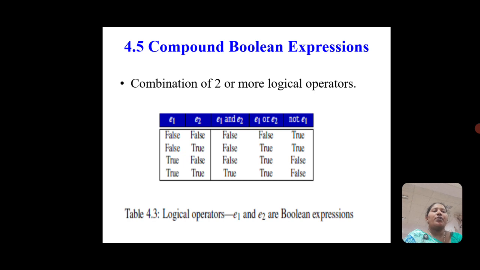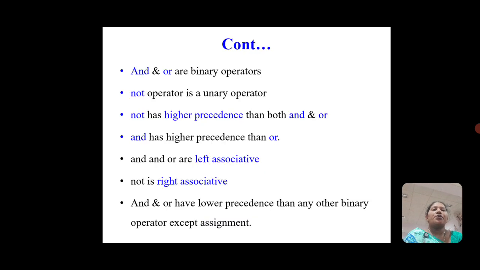And NOT, it is very easy. If you are using a false value, it will return true. If you are using a true value, it will return false. So we are going to use more than one operator here. AND and OR are binary operators, because this AND operator and OR operator need two expressions to evaluate.